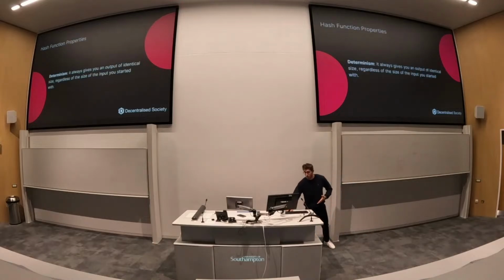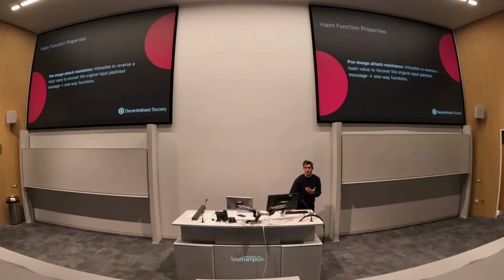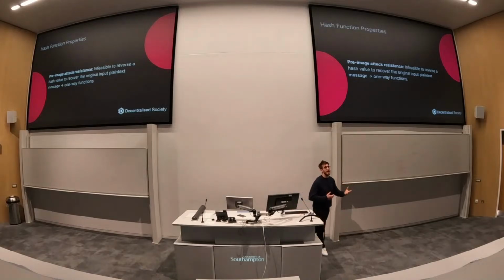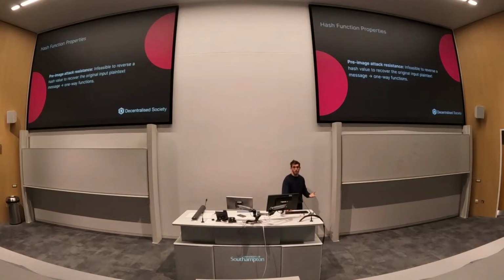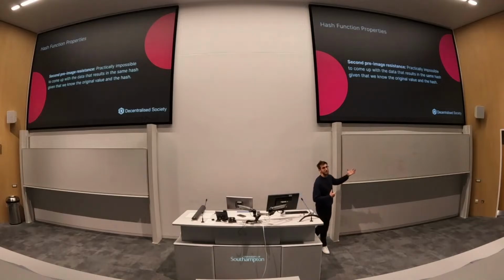So we also saw the most common properties of hash functions. We said that hash functions are deterministic, which means that given an input, I'm always getting the same size of output. The second property was the pre-image attack resistance, which says that if I get the output of a hash function, I can't get back to the input. We said that those functions are also called one-way functions. And the third property is the second pre-image resistance, which says that two different inputs can never give me the same output.